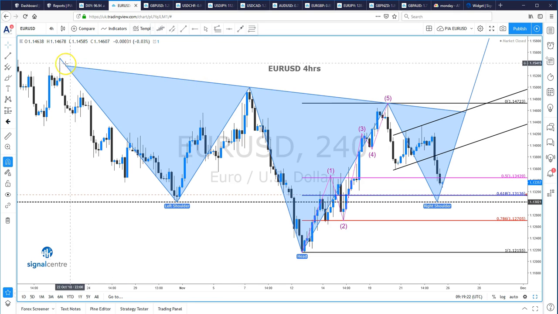Here's the reverse head and shoulder. So left shoulder, head, 5-wave count to the upside, and then this choppy 3-wave count to the downside. Right shoulder projected at 113.02, 113.13 is the 61.8% pullback level. So we are looking at buying into dips. That move to the downside is looking very close to exhaustion.